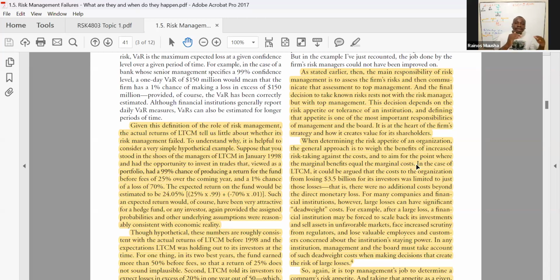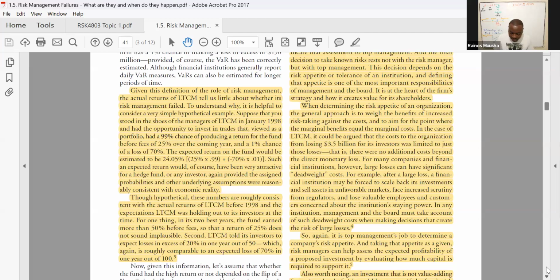Worst case scenario is making a decision where your benefits are equal to your costs. And in that case, this is how you're able to maintain the value of the firm. So let's say, in the case of LTCM, it could be argued that the cost to the organization from losing 3.5 billion for its investors was limited to just those losses. That is, there is no additional cost beyond the direct monetary loss.